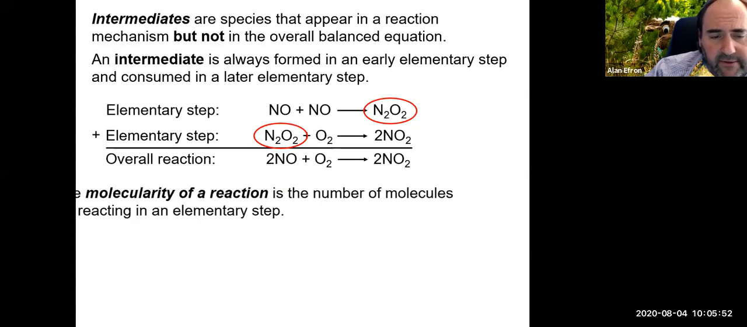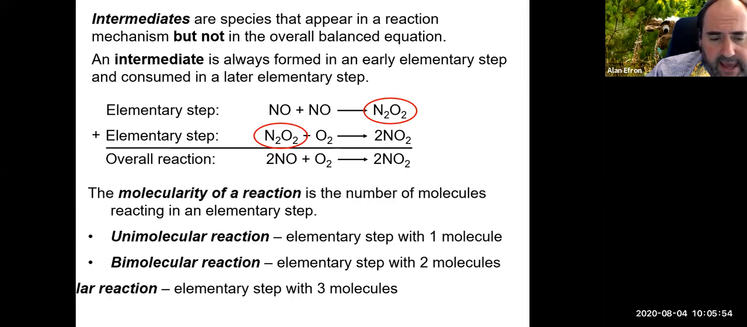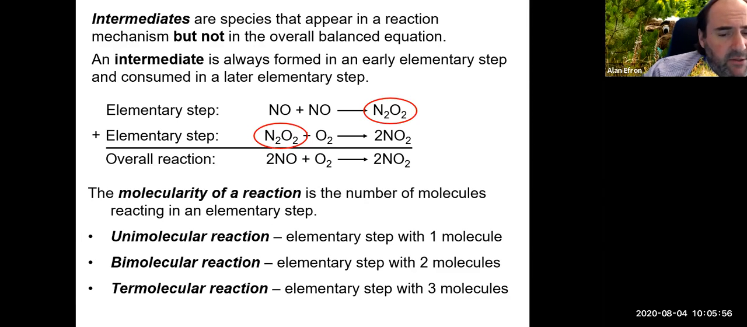When we talk about these elementary steps, we can describe them in terms of how many molecules react. In an elementary step where there's only one molecule reacting, that is sometimes referred to as unimolecular. When we have an elementary step where there are two molecules reacting, that's referred to as bimolecular. And an elementary step where we have three of them reacting is termolecular.